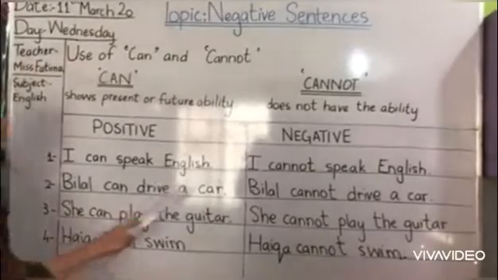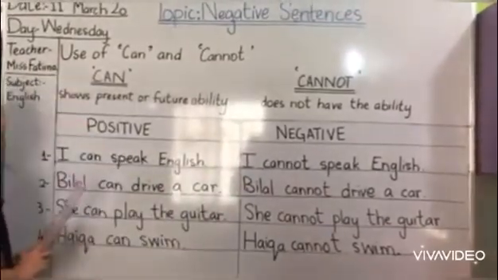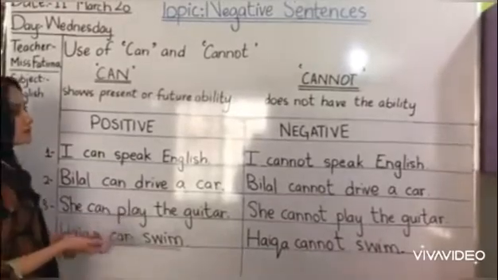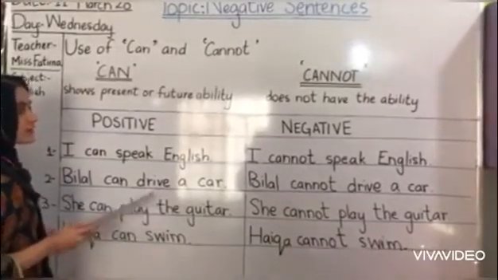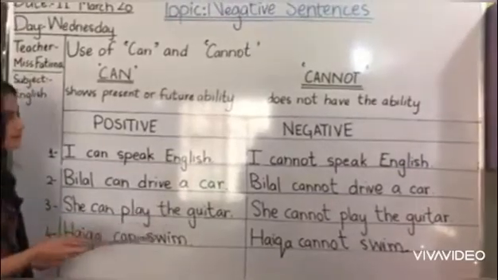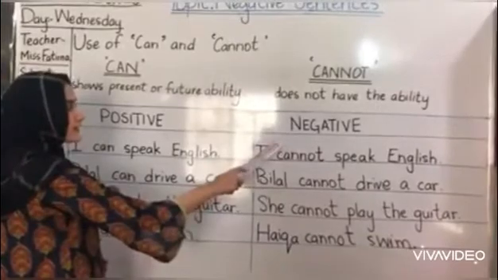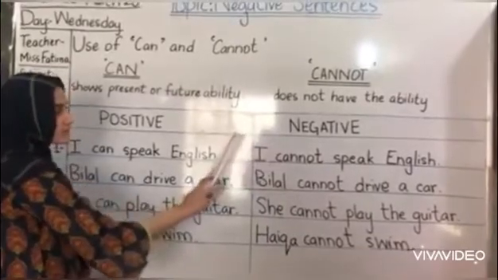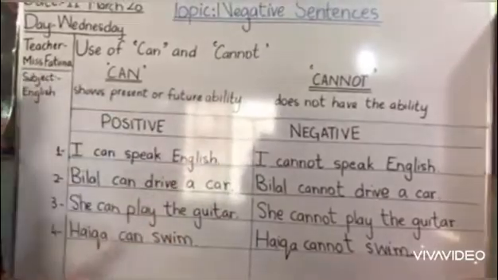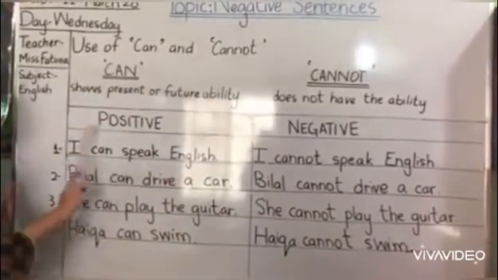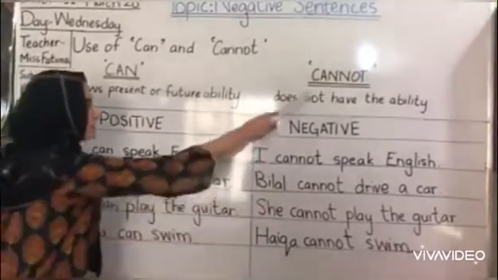First of all, let me tell you what is negative. Negative means that the statement is either false or wrong, so that we can call that statement a negative statement. In English, whenever we are writing a negative sentence, we always use the word not. So here, in this case, when we are going to convert all of these sentences to negative, we are going to use the word cannot.